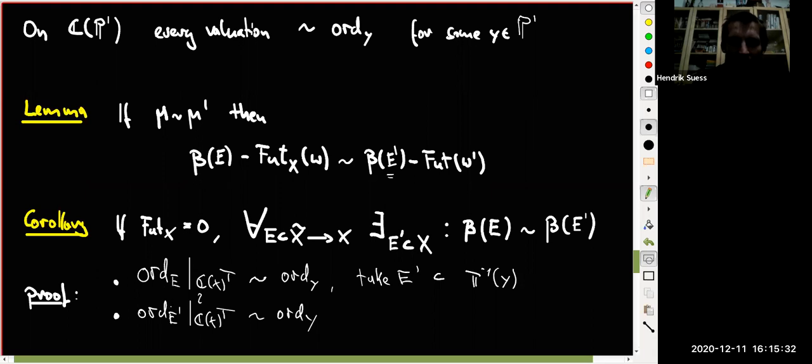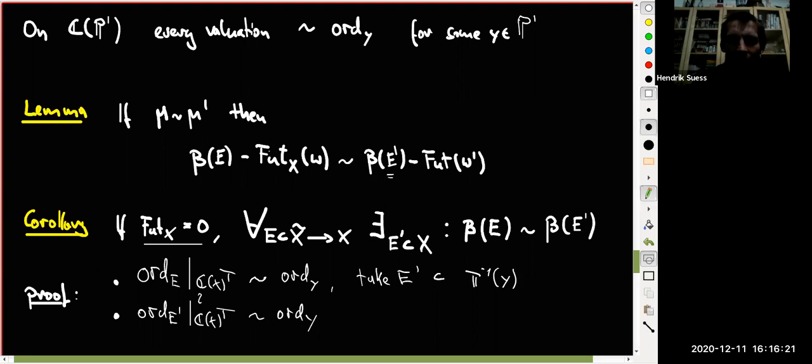So we see we are able to apply our lemma, and the lemma tells us that beta of E minus the Futaki invariant of W, so this was the second ingredient to describe the vanishing order of E, right? So there were two ingredients, one was mu and the other one was this W, which could be seen as a one parameter subgroup. And now I had the formula that beta of E minus the Futaki character applied to W is proportional to beta of E prime minus the Futaki character of W prime. And our assumption here was that the Futaki character is zero.